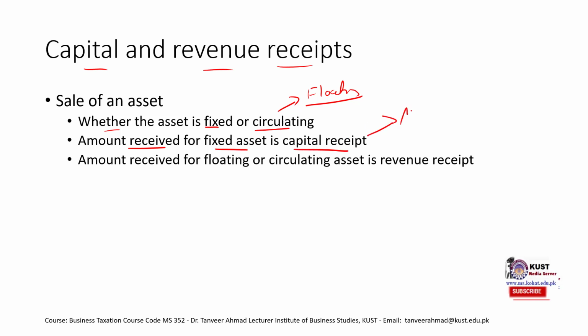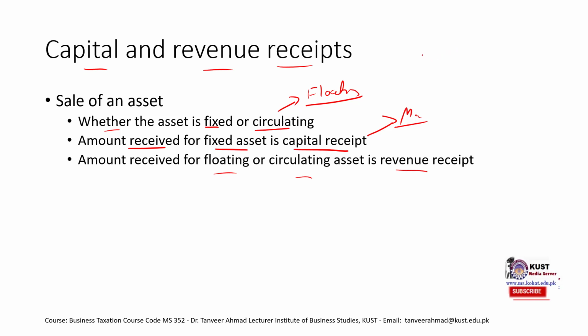So if we sold machinery that was purchased for use over multiple years, the amount that we are going to receive from the resale of this machinery would be called a capital receipt, and it would not be included in revenue, and we would not have to pay taxes on this amount. But the amount that is received from floating or circulating assets would be a revenue receipt.